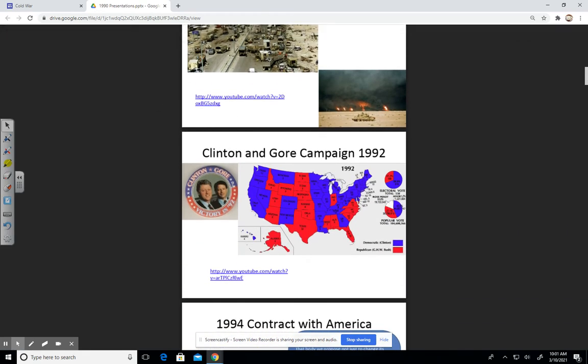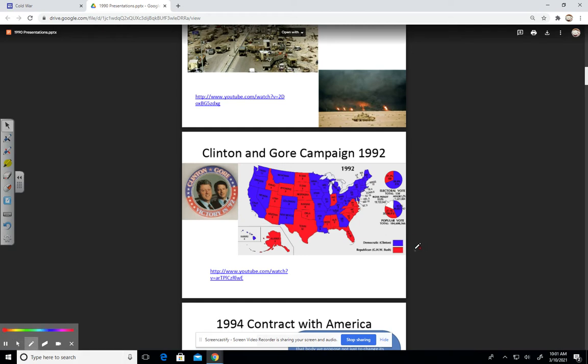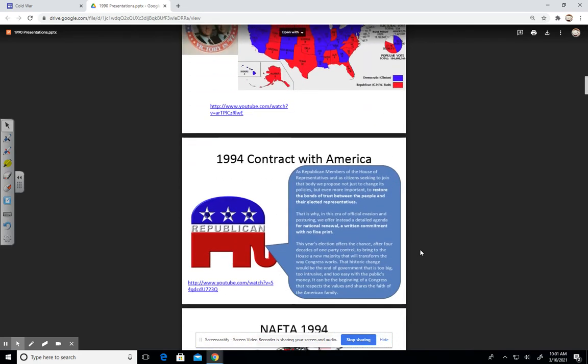By the time we get to 92, we see Clinton and Gore running for president and vice president, and we see Bush lose the election, which puts the Democrats in office. So the 90s are associated with President Clinton.